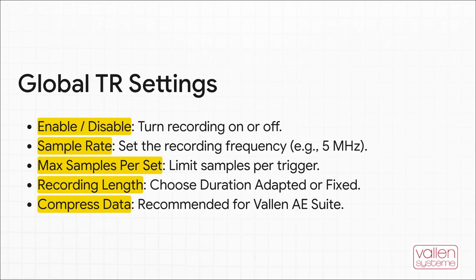And before we hit that big red record button, there's a final checklist. First, do we even need the full waveform? If we do, we have to set the sample rate. That's how many snapshots of the sound we take per second. Then we decide how long each recording should be and whether or not to compress the data. Every single choice here affects the quality and the size of our final evidence file.